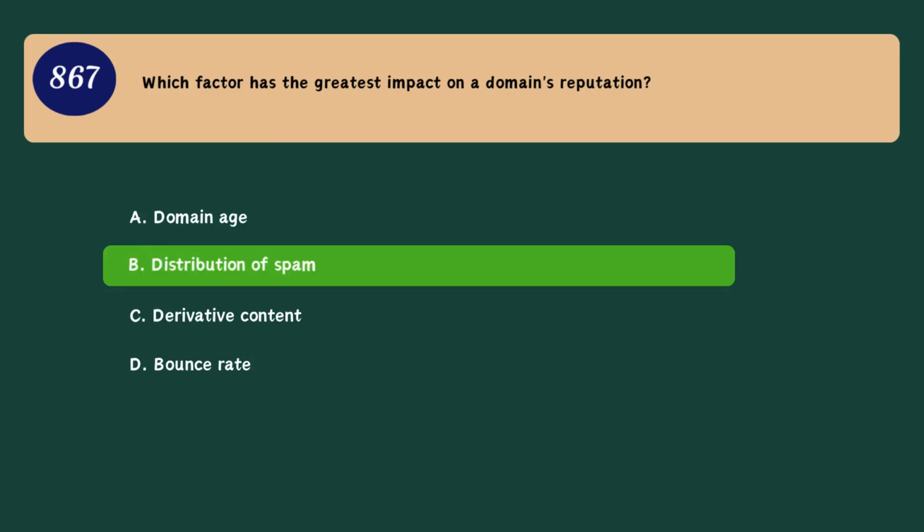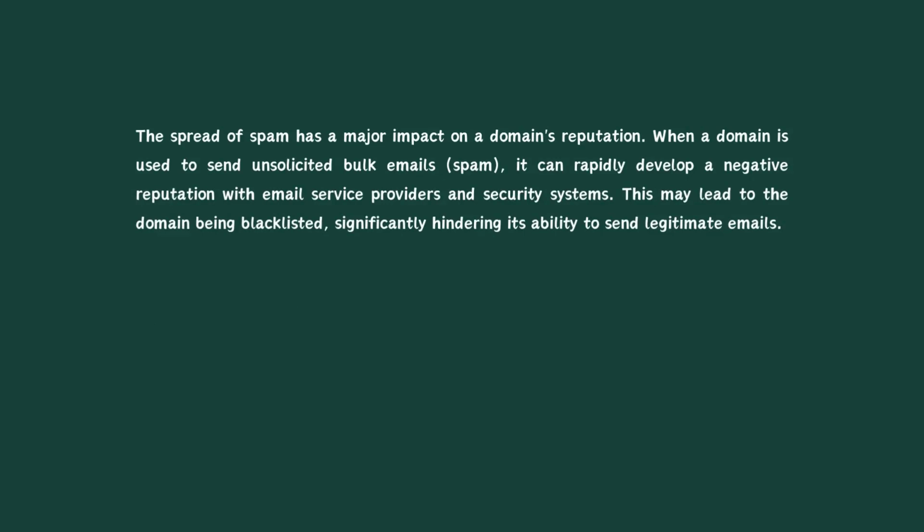Correct answer. B. Distribution of spam. The spread of spam has a major impact on a domain's reputation. When a domain is used to send unsolicited bulk emails, spam, it can rapidly develop a negative reputation with email service providers and security systems. This may lead to the domain being blacklisted, significantly hindering its ability to send legitimate emails.